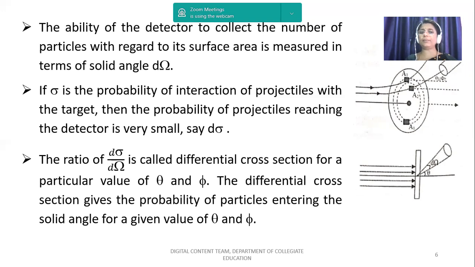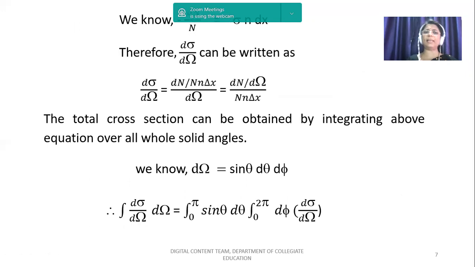So if sigma represents the probability of interaction of the projectiles with the target, the probability of the projectiles reaching the detector will be very, very small, which is represented by d sigma. The ratio d sigma by d omega is called the differential cross section for a particular value of theta and phi. The differential cross section gives the probability of particles entering the solid angle for a given value of theta and phi. With this, we'll consider the mathematical analysis of it. From the earlier expression, we know that the ratio of dn by n with a negative sign is equal to sigma n into dx.